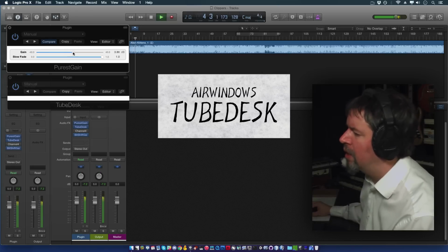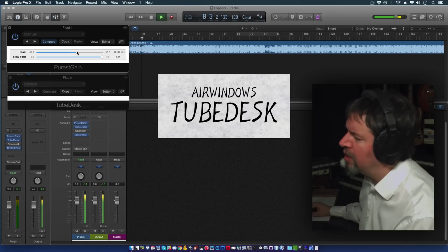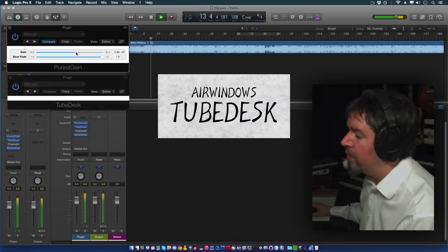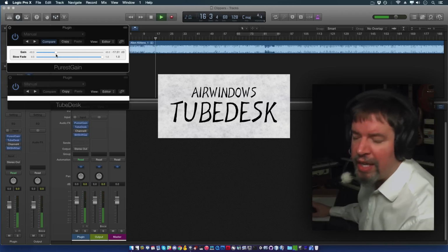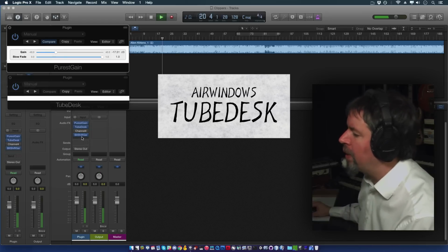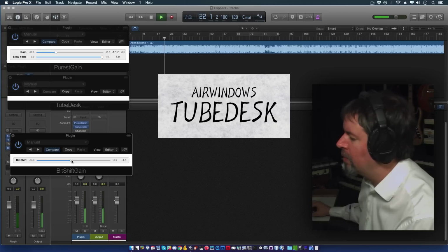dB would be this. dB with this. Yeah, so one thing about a TubeDesk, clearly one thing about a TubeDesk is you can slam it real hard without anything bad happening. So let's play with the bit shift a little bit more, give ourselves 12 dB of headroom.